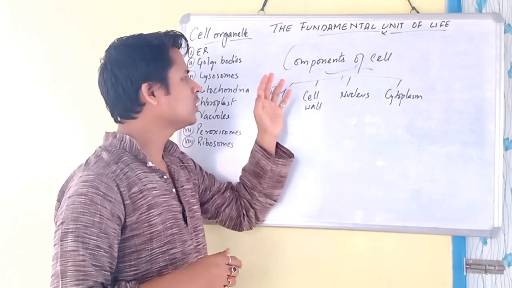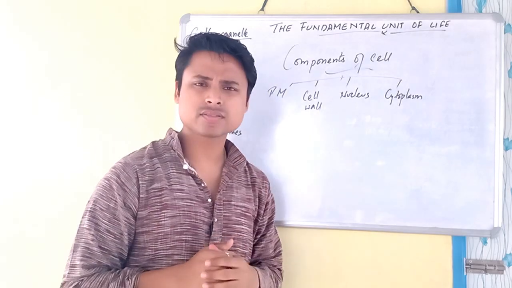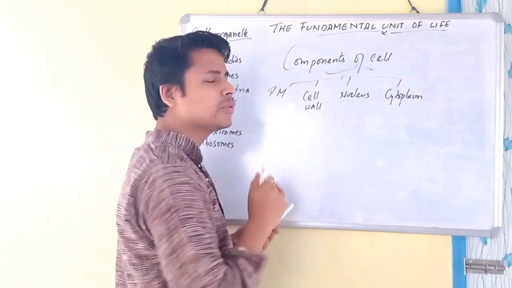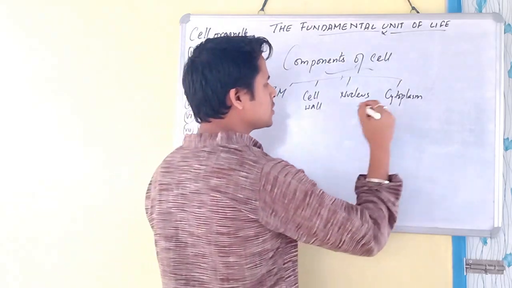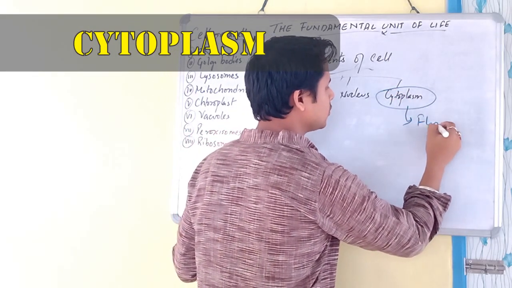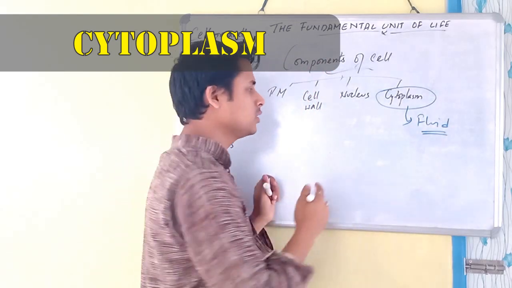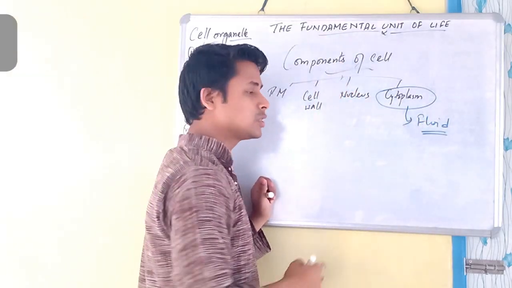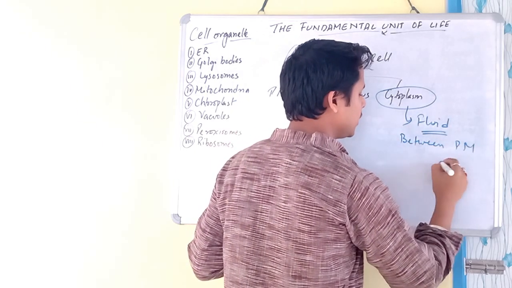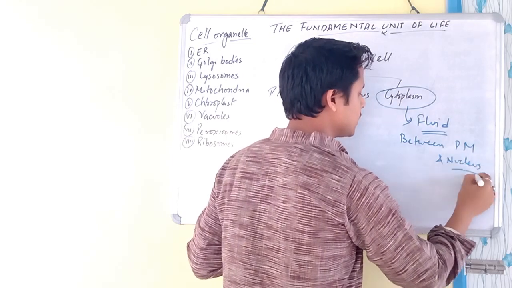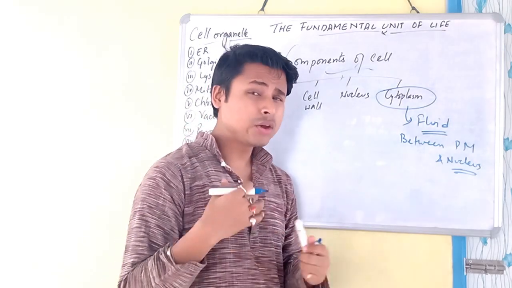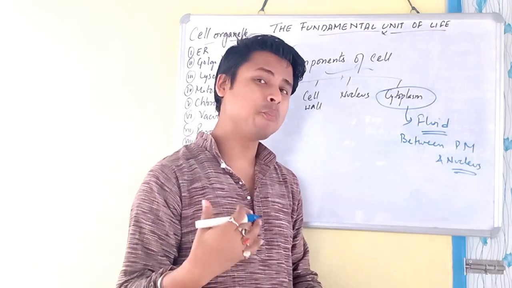As I have told you, these are the components of the cell which we have already discussed, right? So plasma membrane, cell wall, nucleus we have already discussed. Cytoplasm. This cytoplasm is a fluid, a liquid, right? This fluid is present between the plasma membrane and the nucleus. So it is a fluid. Now if it is a fluid, it shows movement, right?